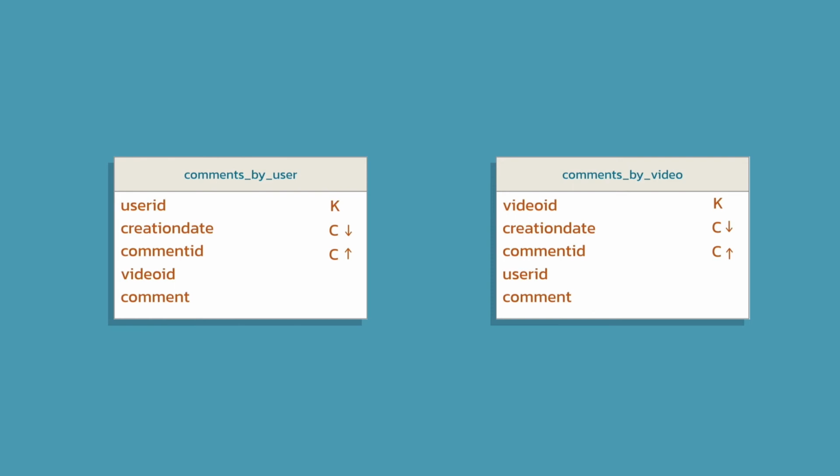If you take a look on the right-hand side, comments by video is essentially the same thing. The only difference is I'm now partitioning by the video ID, and in my payload, I have the user ID and comment instead of the video ID and comment. Now you might notice here, I'm repeating some data. Yes, it's denormalized. And again, like we said before, in Cassandra, we use a denormalized data model. That's why we do that, again, for optimized read performance.